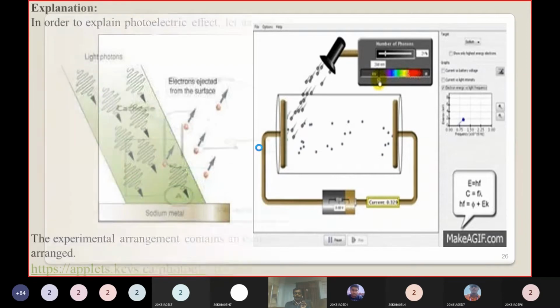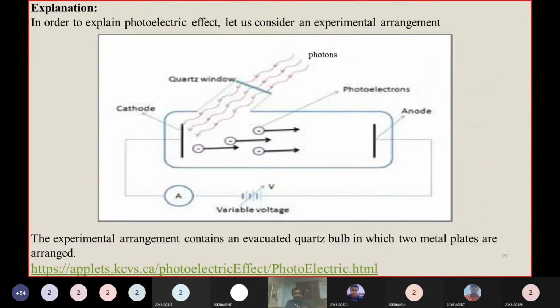For the experiment, we take two metallic plates. One metallic plate acts as a cathode, and the other acts as an anode. These two metallic plates are fixed inside a quartz tube and separated by a certain distance. This quartz tube is fully evacuated.